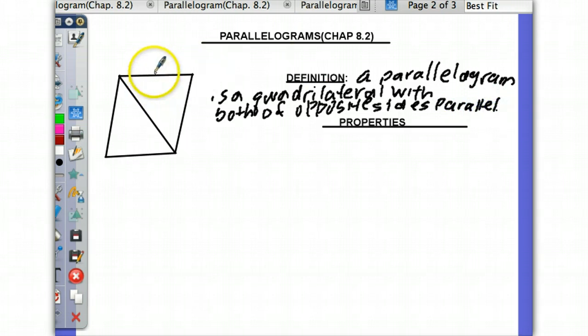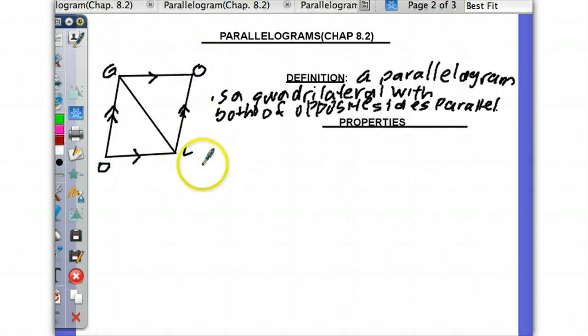Okay, so if we're looking at this as a parallelogram, then this side would be parallel to this one, and this side, I'll give it a double here, will be parallel to this one. I'm going to give it a special name here: GOLD. Parallelogram GOLD. This one is our diagonal. I'm going to be talking about that as well. So let me give you a chance to draw this if you've not already done so. Go ahead and draw a parallelogram and then I'll give you some properties pertaining to it.